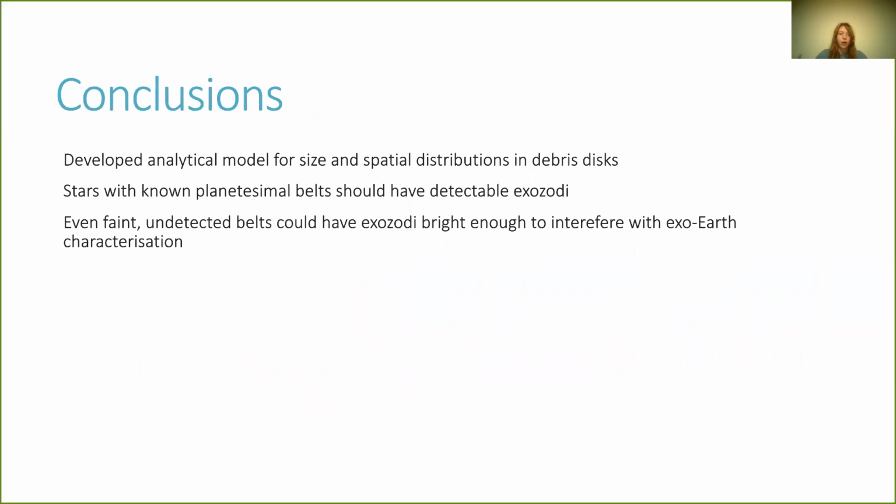So in conclusion, we have developed an analytical model for size and spatial distributions of dust grains in debris disks, and this can predict how much dust can be dragged into the habitable zone of a star. And we predict that if a star has a detectable planetesimal belt, then detectable levels of exozodiacal dust should be dragged into the habitable zone. And we've also shown that even a very faint belt, which hasn't been detected in the far infrared, could produce enough exozodiacal dust to confuse direct imaging of exo-Earths.